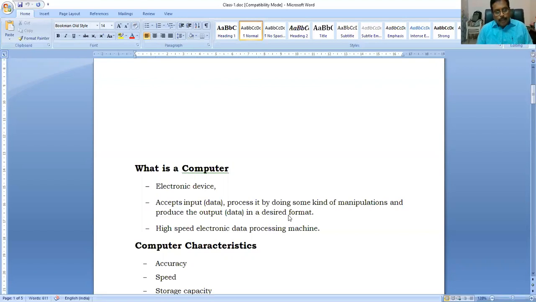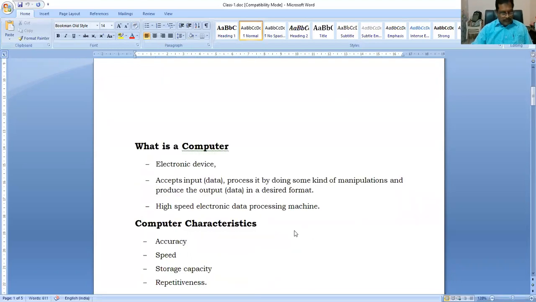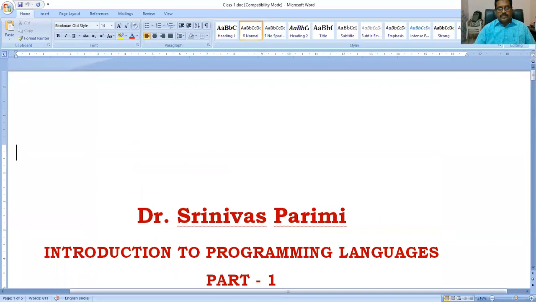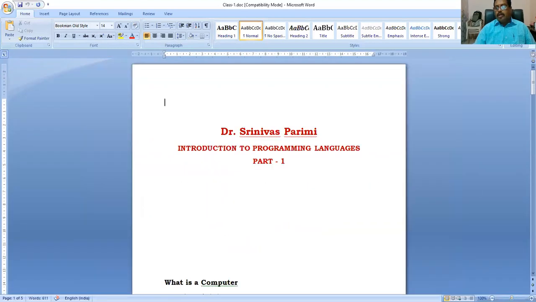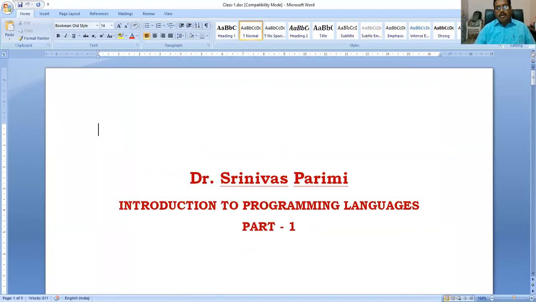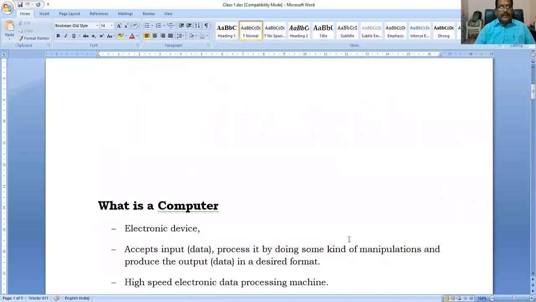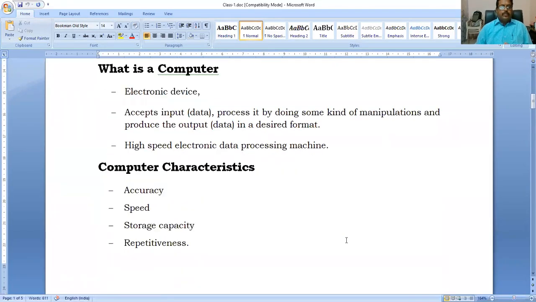What is a computer? We specify it as an electronic device. Why do we specify it is an electronic device? Why can't it be an electrical device, or why not a mechanical device? Here we are using electronic components.